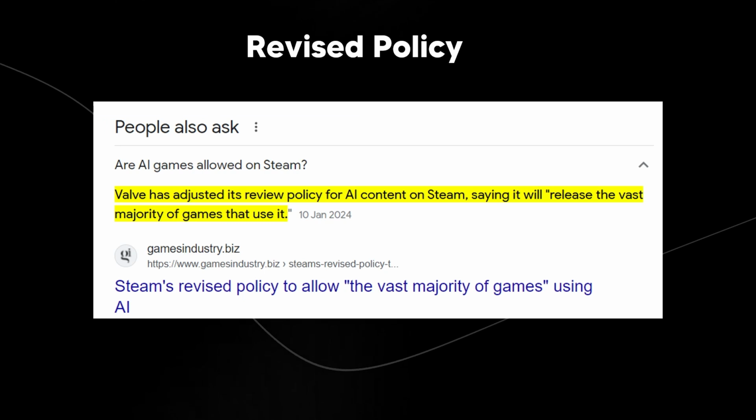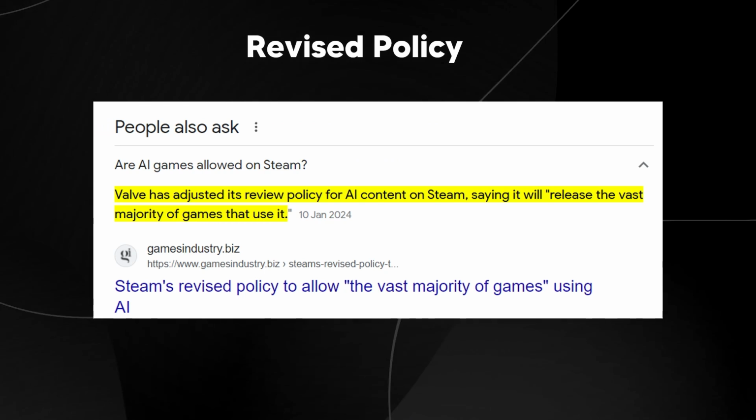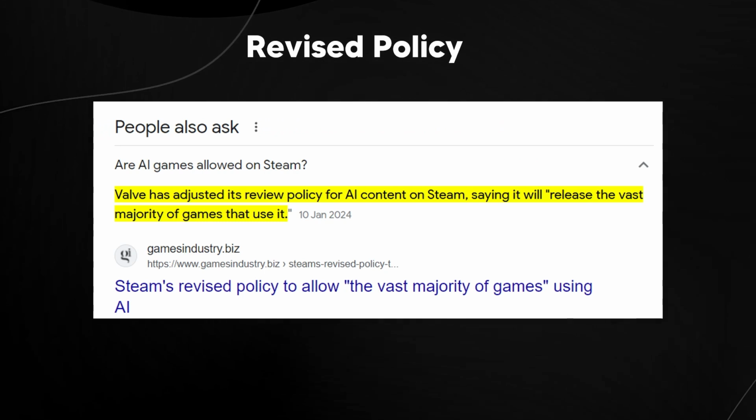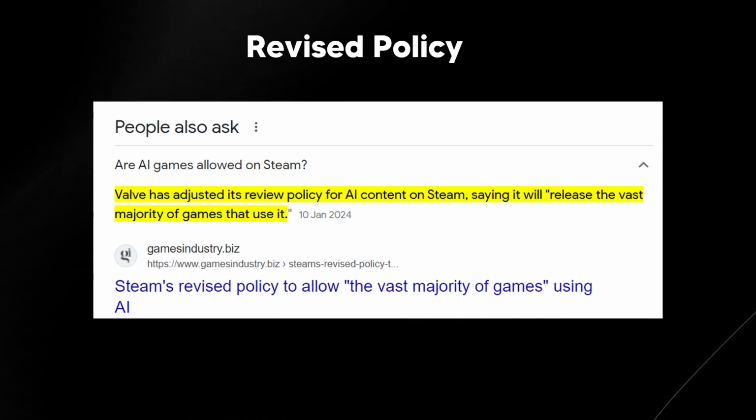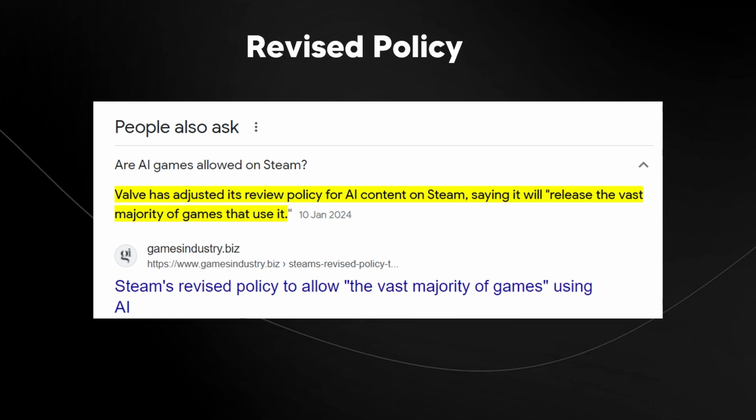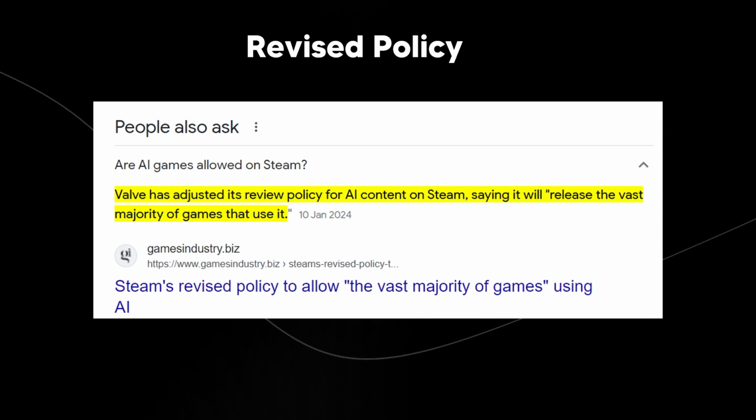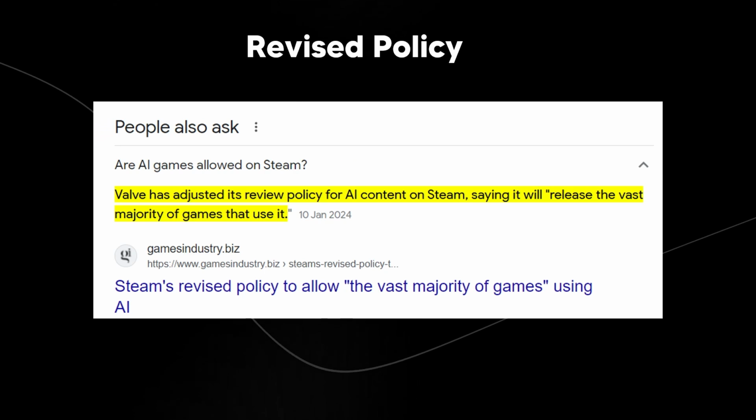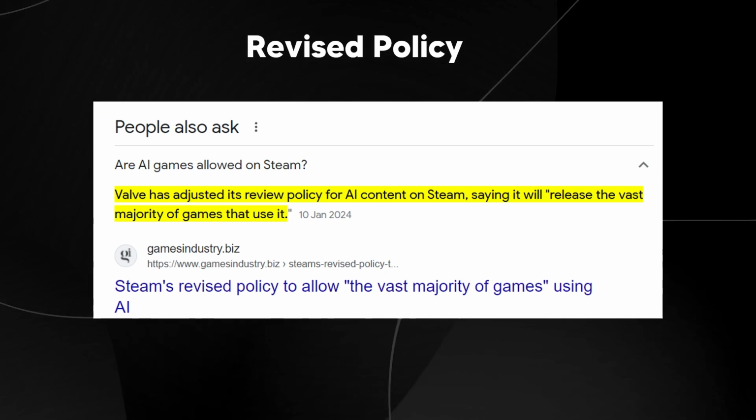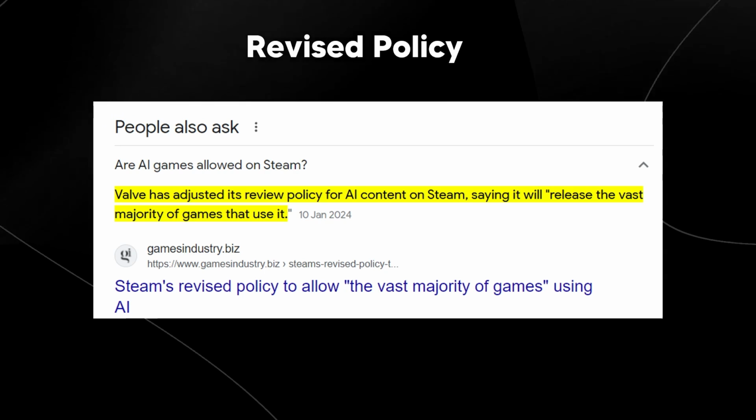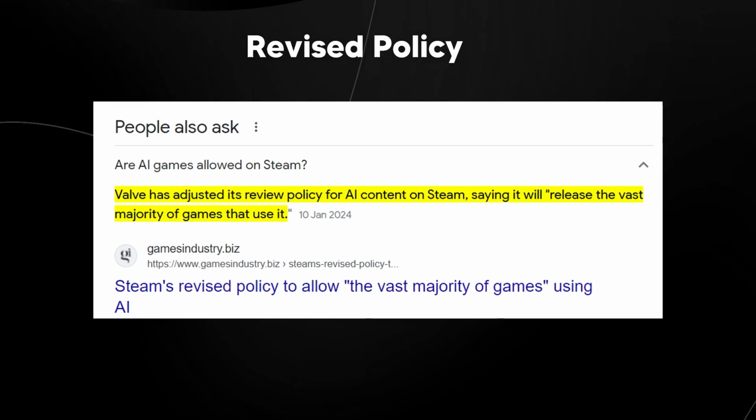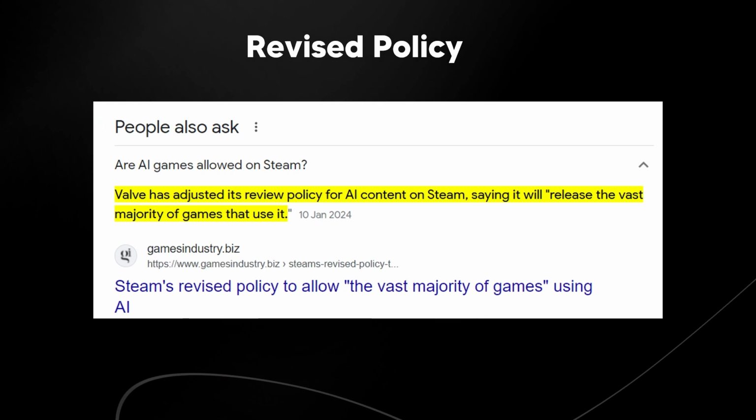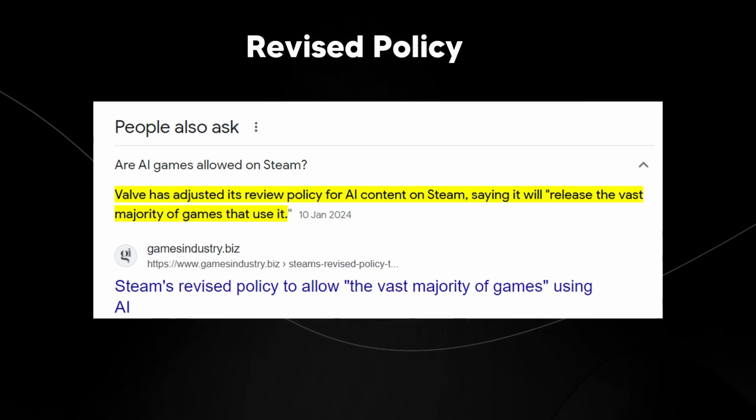Now, something that I did actually want to add to this video was a trend that I started to see across the gaming industry, and that is the fact that the world's largest game publisher on the PC platform has adjusted its review policy for AI content, saying it will release the vast majority of games that use it. And you can see here, essentially, Steam have adjusted their policy to allow the vast majority of games to use AI. And this is really great for the industry, because it means we are going to open the floodgates to what could be a very interesting new paradigm in the generative AI landscape.